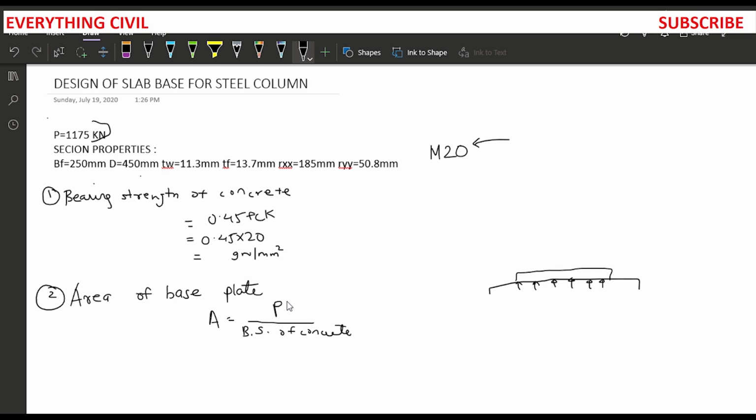Now this P is the factored load, so we will multiply it by 1.5 times the load that is given to us, 1175 kilonewton from the column, and I'll convert it into newtons, divided by the bearing strength of concrete, 9 Newton per millimeter square. If I solve this, I'll get the area as 195,833.33 millimeter square. So that's it, you have found the area of the base plate. Now it's time to find out the size of the base plate.